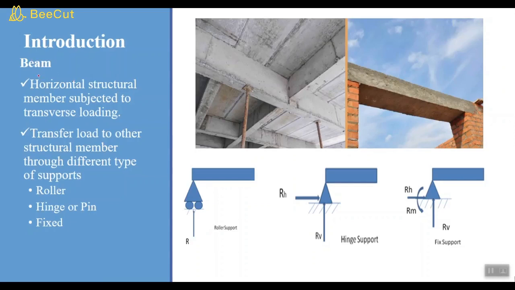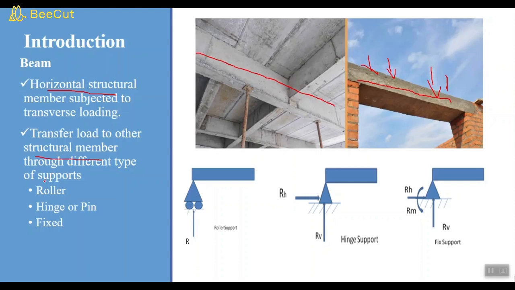So first, what is a beam? A beam is a horizontal structural member subjected to transverse loading. So here we can see that this is a horizontal member. It is subjected, and here we can also see a horizontal member. It is subjected to a transverse type of loading.